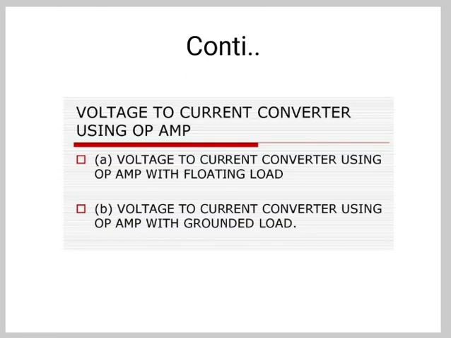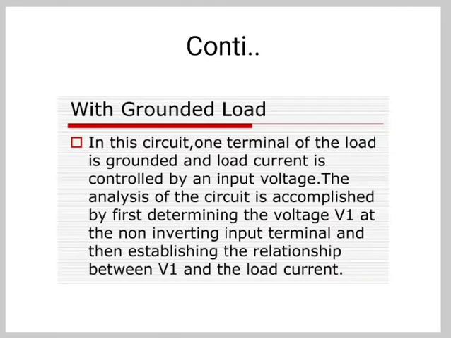So voltage to current converter using op-amp. Basically there are again two types, voltage to current converter using op-amp with floating load, and V to I converter, that is voltage to current converter using op-amp with grounded load. So first is with grounded load. So here one terminal of the load is grounded and the load current is controlled by the input voltage.